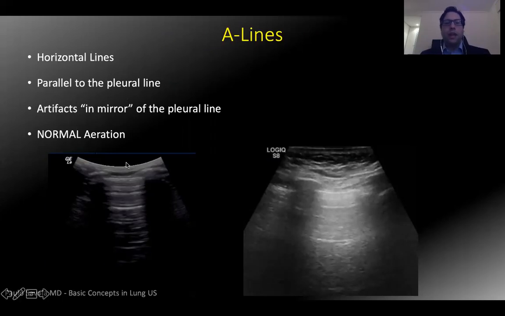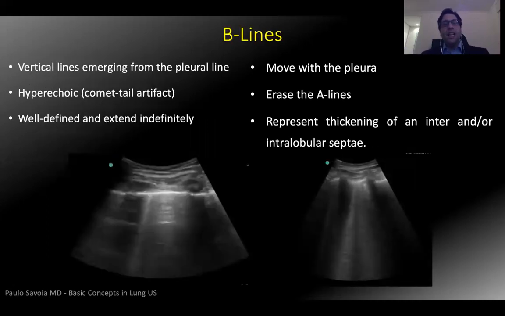Depending on the patient's biotype, for example, in this case the patient is very thin, you have more A lines. This patient is a larger one, you will have fewer A lines. They represent normal aeration. When you see A lines, it represents normal aeration in the periphery of that spot of the lung. Then another thing you can see is the B line.